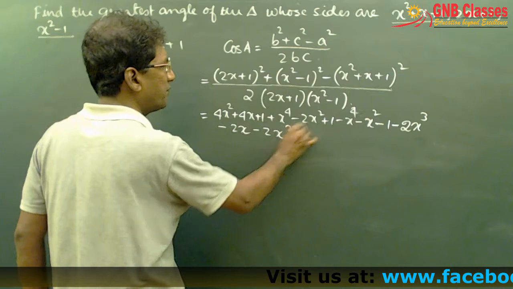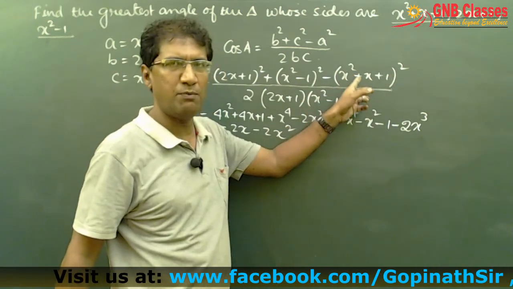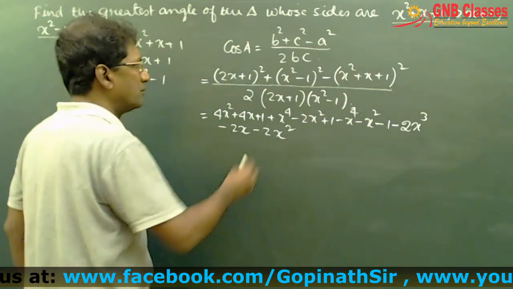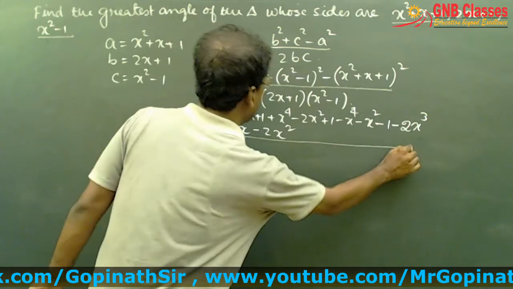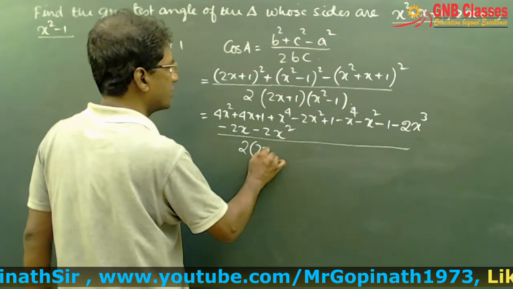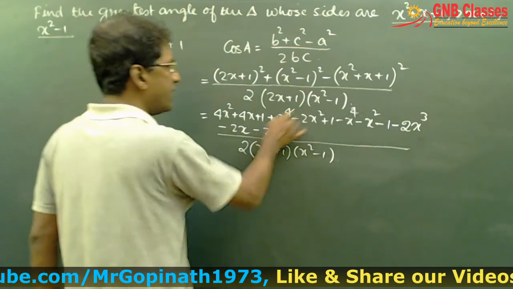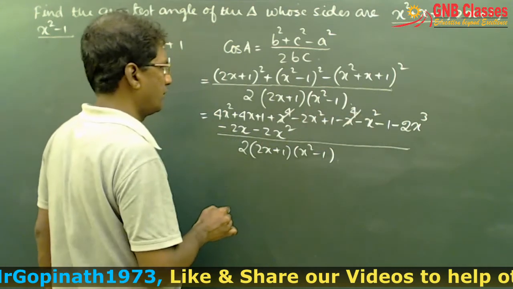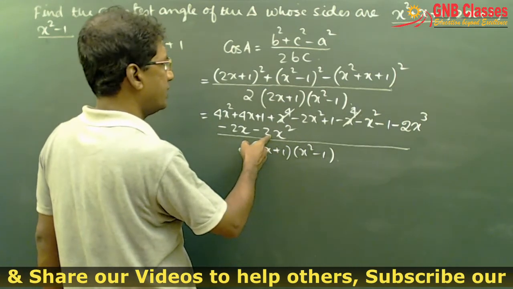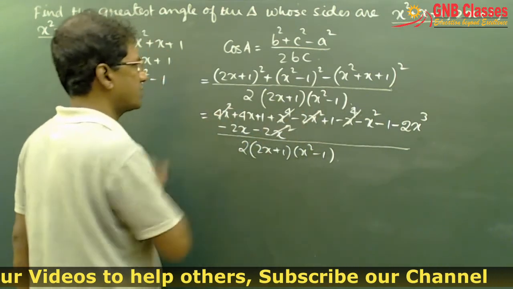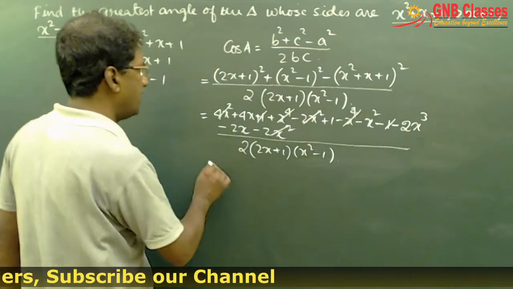Are you getting my point? This is basically a square plus b square plus c square plus 2ab plus 2bc plus 2ca, divided by 2 times (2x plus 1)(x square minus 1). So x to the power 4 goes off. Again, your 2x square, 2x square, 4x square, 4x square goes off. 1 goes off. So we are left with what?